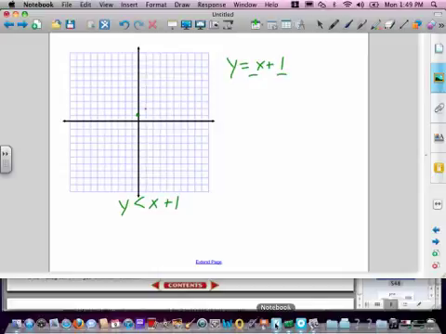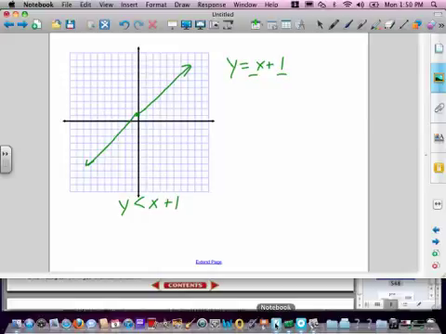So up 1, over 1. Everything should be going through corners of boxes right here. So I've got that line that way. Do not try to analyze how unstraight my line is. Okay, so there's my line, somewhat straight.